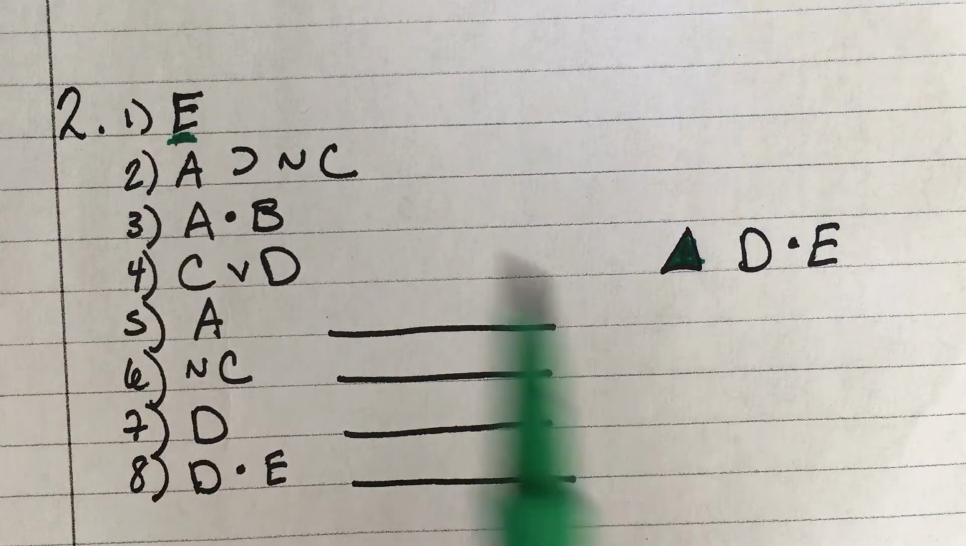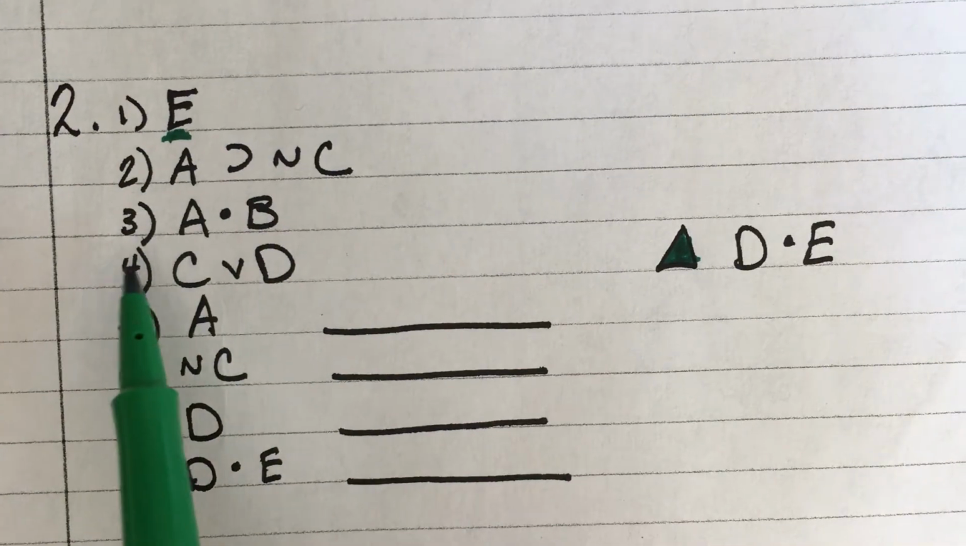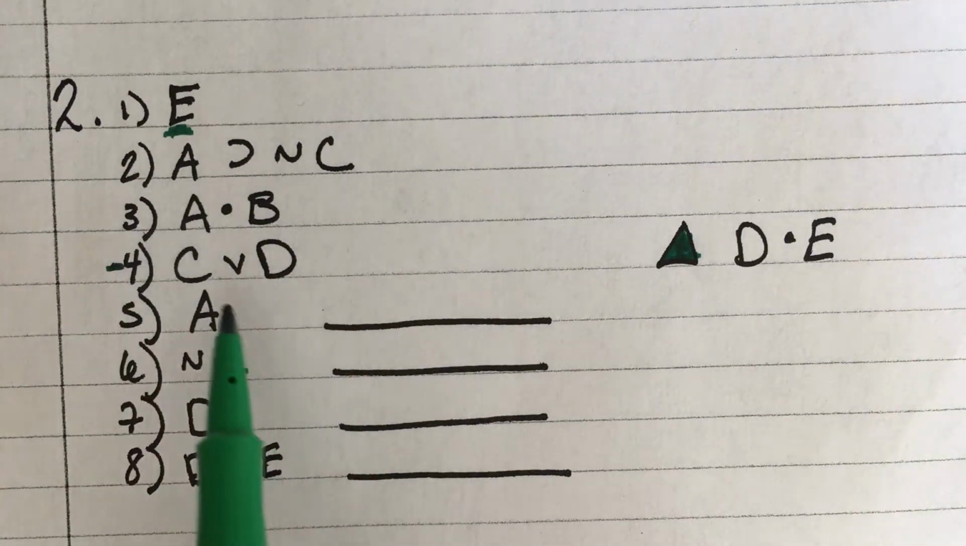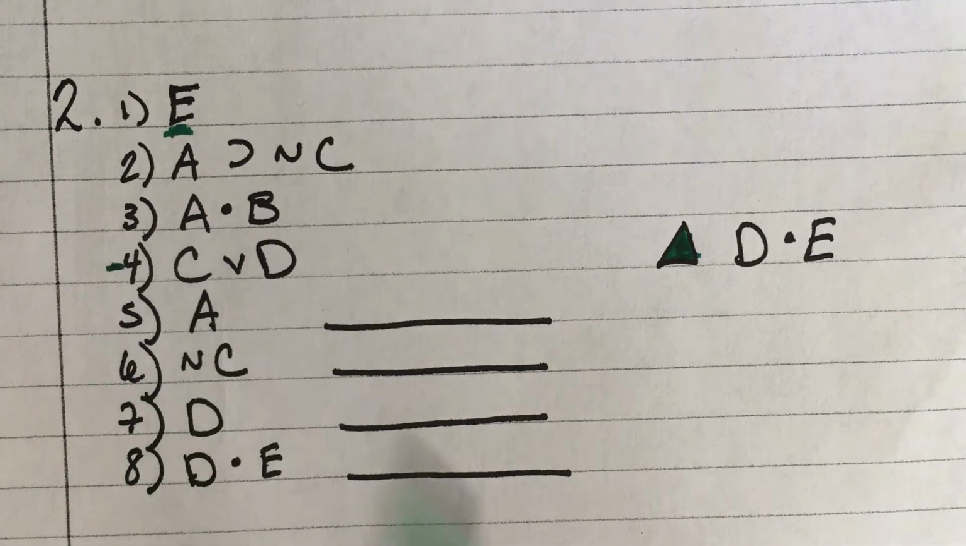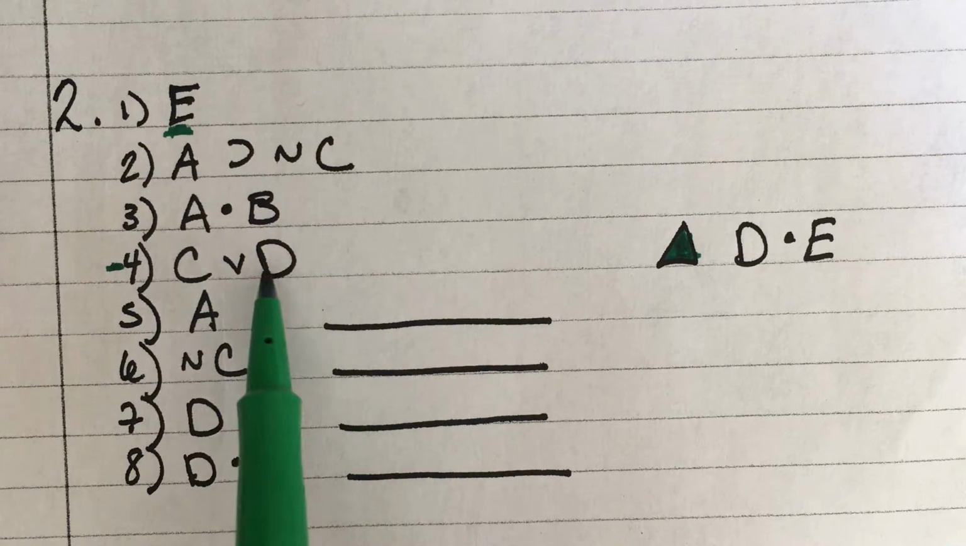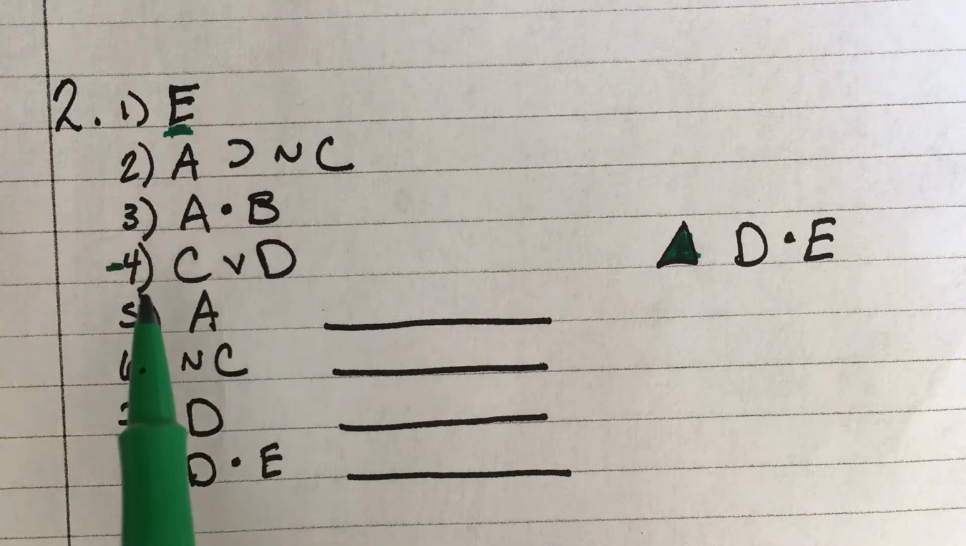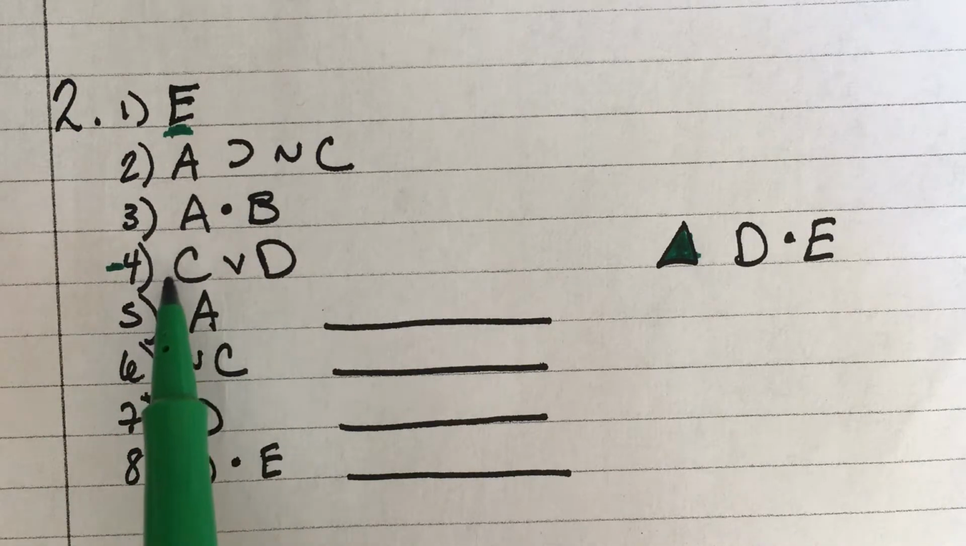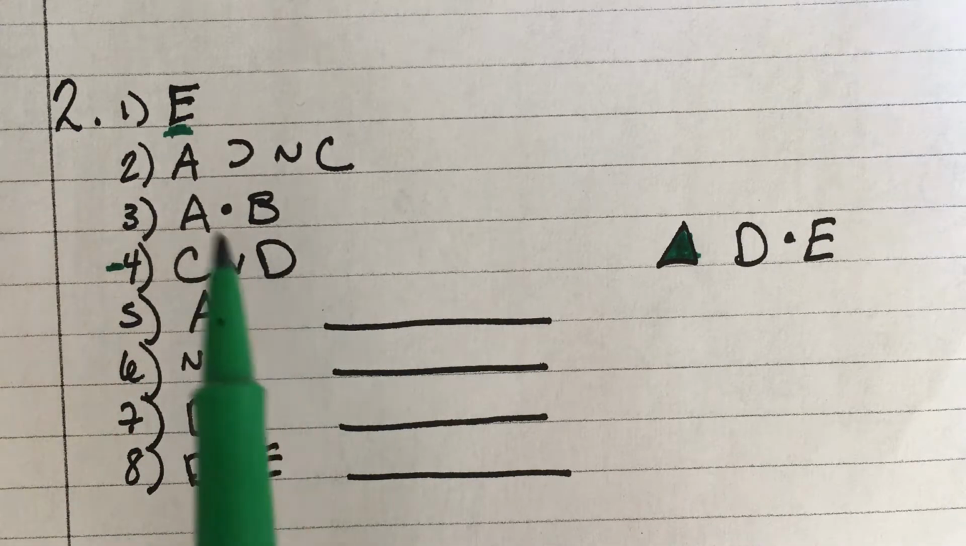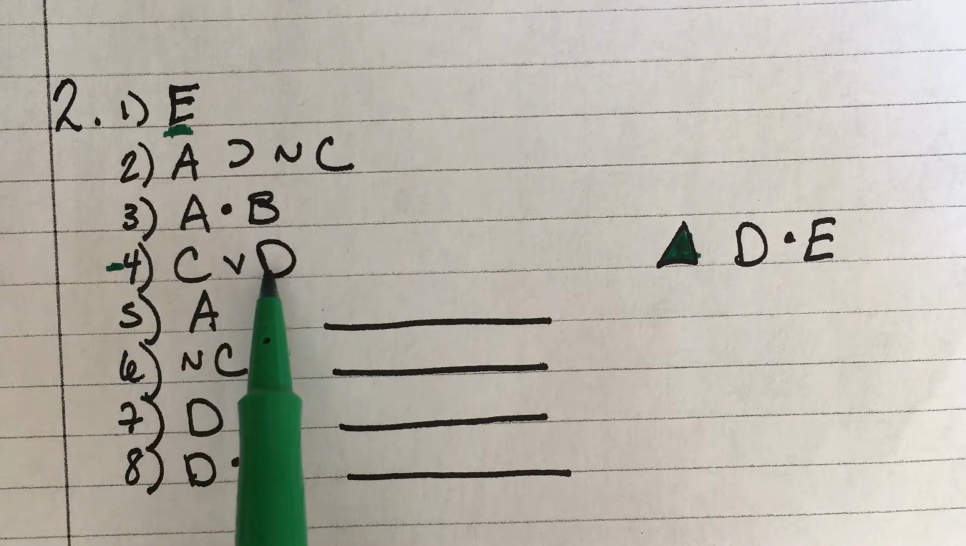Okay, so how are we going to get D? Where do we see D in our premises? Just in premise 4, okay? Premise 4 says C or D. So how could we get D from C or D? If you said not C, then you'd be right. Now, because of disjunctive syllogism, right? C or D, not C, therefore D. Either Caroline is going to the movies or Daniel is going to the movies. Caroline's not, therefore Daniel is.